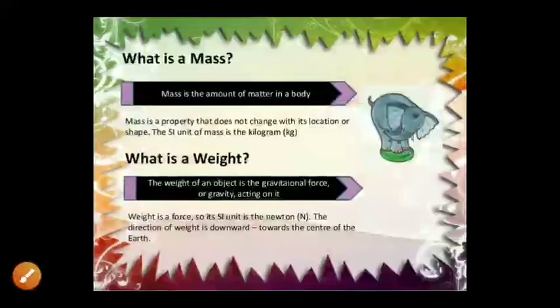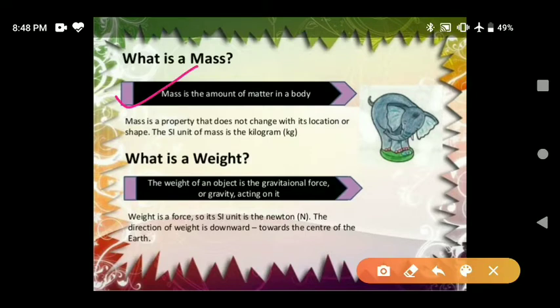So students, our next topic is measuring mass. Before we start, try to understand the definition of mass. The mass of an object is the amount of matter contained in it. The more matter in a substance, the heavier it is. So mass is the amount of matter in a body. Mass is a property that does not change with its location or shape. Mass is a constant quantity and it will not vary from place to place.